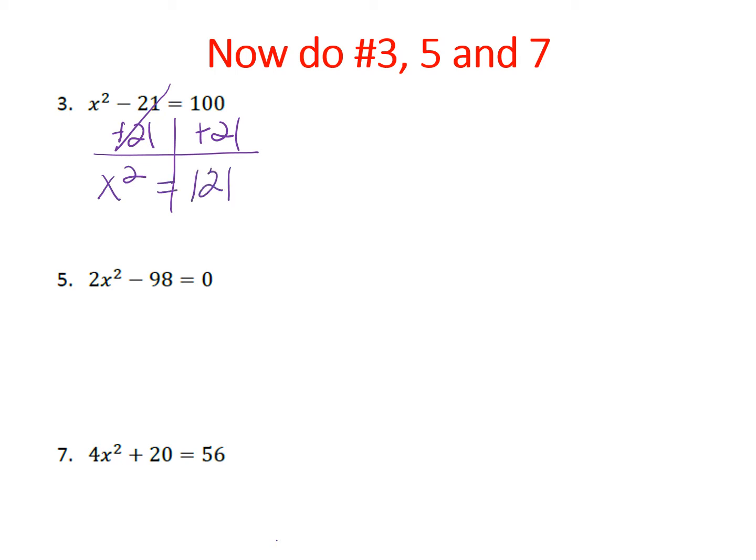Once again, what's happening to x? It's being squared. So to undo that, we take the square root of both sides. And remember, the square root of 121 is 11, but also it is negative 11. So again, whichever way you prefer to write it, you could just do the combo plus or minus 11, or you can write it as positive 11 and negative 11.